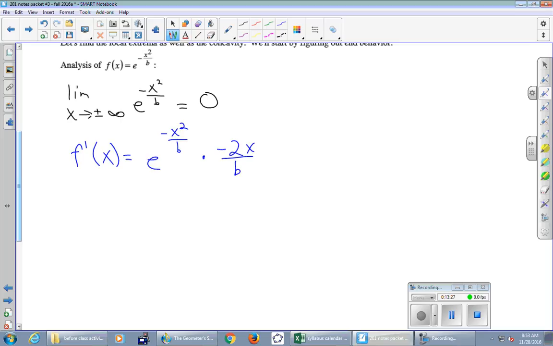Okay, so there's my derivative. We said we wanted critical points, so we're going to set this equal to 0. E to anything is never equal to 0, so we're going to ignore that. How do I make this other piece equal to 0? X equals 0. That's it. X equals 0 is the only critical point.